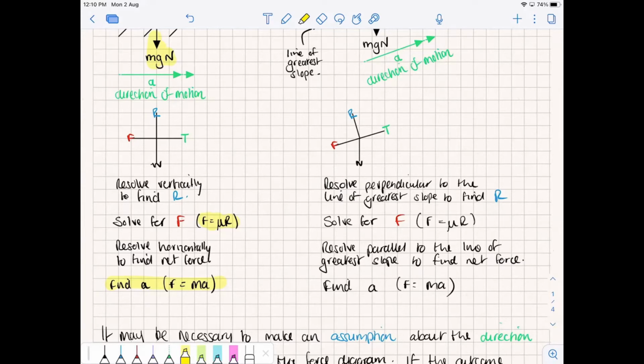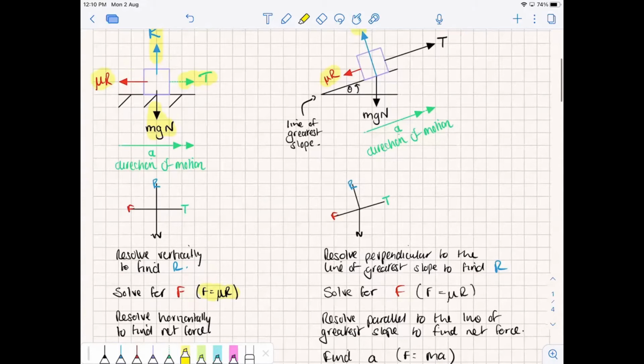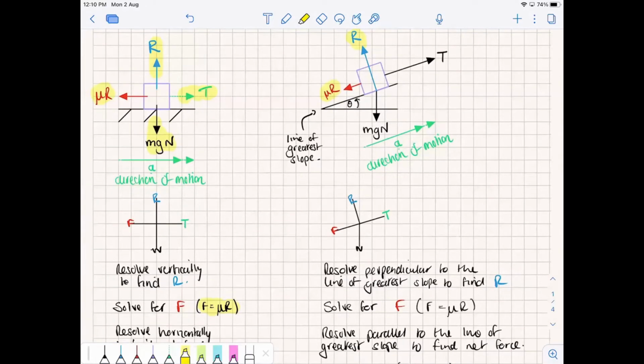Now, usually when we're talking about friction, you can pretty much assume the direction of motion is either going to be horizontally on a flat surface, or it's going to be up the line of greatest slope on a hill. We're not really going to worry too much about objects that fly off a hill because the net force is not along the line of greatest slope.